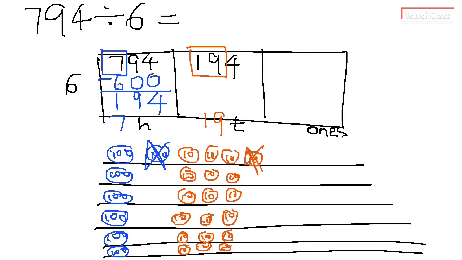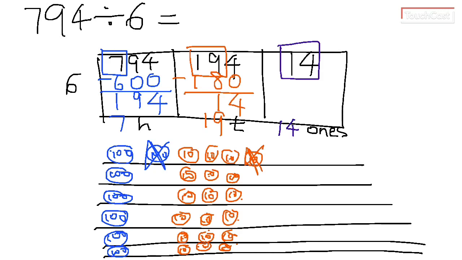Let's see how many tens we've actually used. 10, 20, 30, 40, 50, 60, 70, 80, 90, 100, 110, 120, 130, 140, 150, 160, 170, 180. I've used 180, or 18 tens. Subtracting that, 4 minus 0 is 4, 9 minus 8 is 1. Moving that 14 over to the ones place. How many ones do we have? That's easy. We have 14 ones to share. Let's share that between our 6 people.